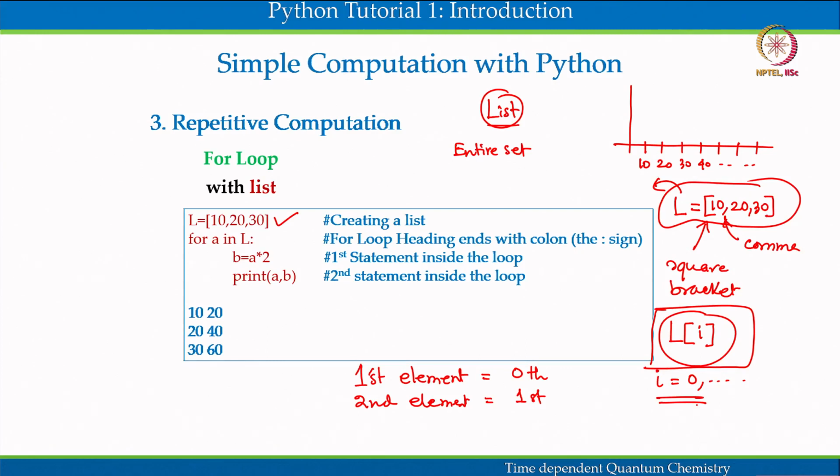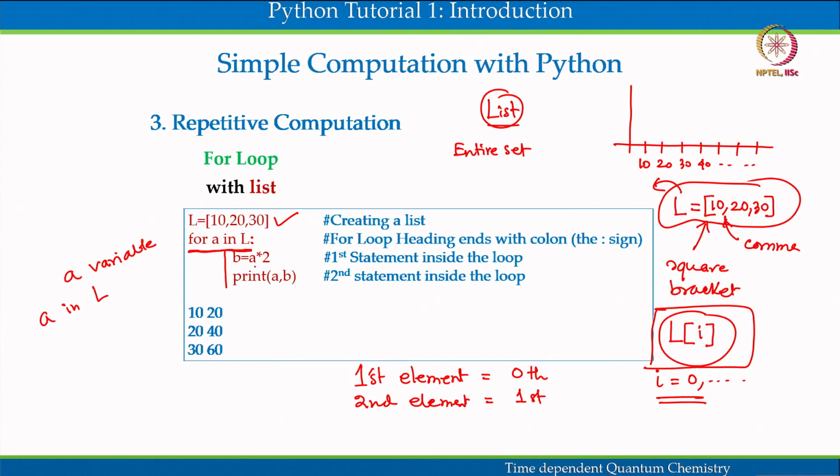So, what we have done in the for loop, we have defined the list, and the for loop construction, again, the heading ends with a colon, that we remember, and then the indented part is showing the iteration part. The construction is for a in L. a is a variable. So, a in L means the element in L, and it will start from the first element.